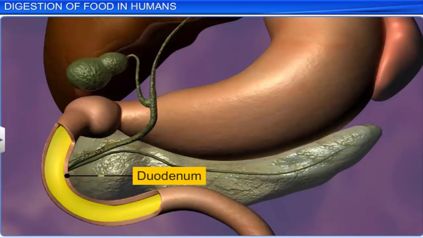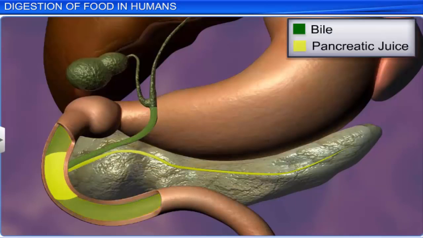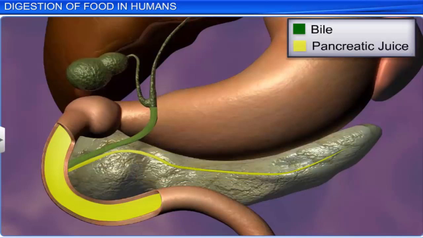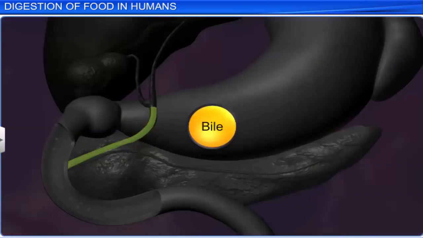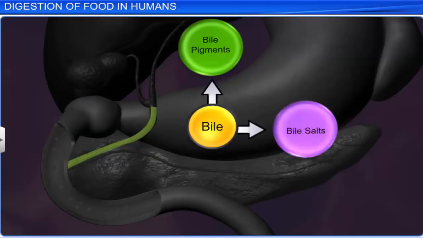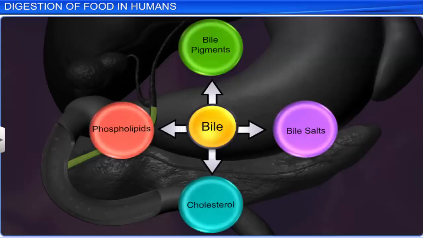Here, the movements generated by the muscularis layer of the duodenum cause the chyme to mix with pancreatic juice and bile, the secretions of the hepatopancreatic gland. These secretions contain different enzymes and pigments that help in the further breakdown of food molecules. Bile, for example, contains bile pigments such as bilirubin and biliverdin, bile salts, cholesterol, and phospholipids.